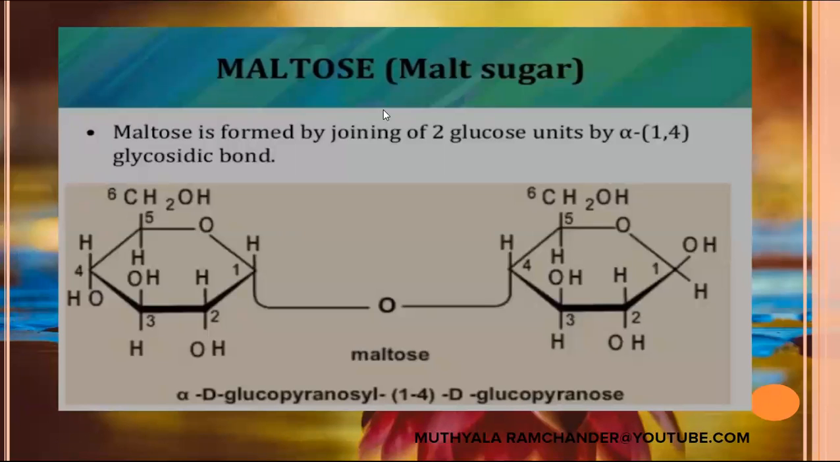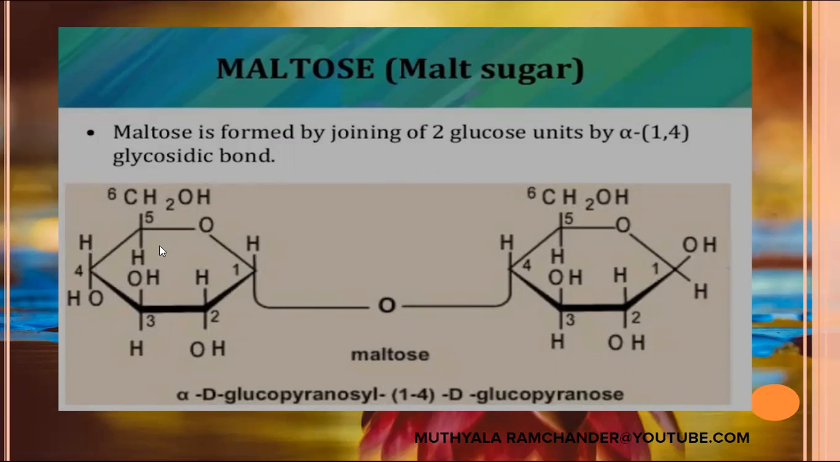We have discussed disaccharides. The first one is maltose. Maltose is also called malt sugar. Maltose is formed by joining two glucose molecules, or two glucose units, by an alpha 1,4 glycosidic bond.